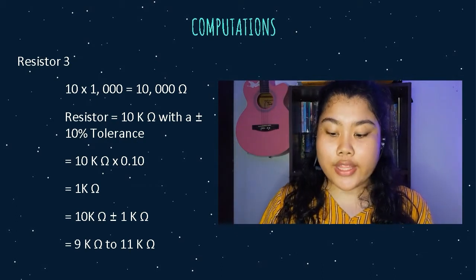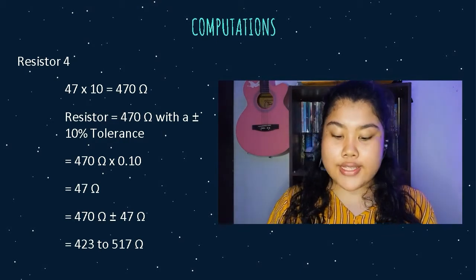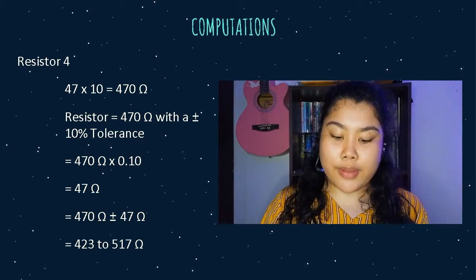Range is equal to 1 kilo ohm. The value of the fixed resistor is within 9 kilo ohms to 11 kilo ohms. Resistor 4: first band yellow has a value of 4, second band violet has a value of 7, and the third band, brown, as the multiplier has the value of 10.